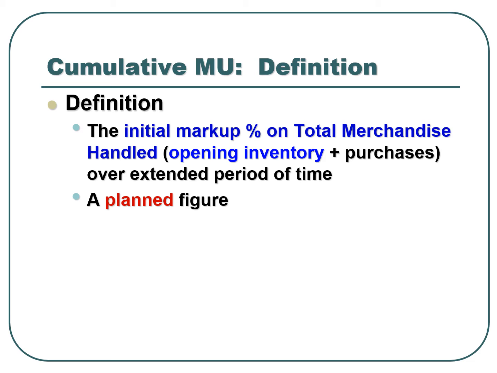Okay, so the definition of the cumulative markup is basically the initial markup percent on total merchandise handled: the opening inventory that we started with, plus all the new merchandise that we purchased newly, which we call purchases, all combined together to constitute the total merchandise handled. And what's the initial markup percent on that? That indicates our cumulative markup. Again, because the initial markup is a planned figure, cumulative markup is naturally another planned figure, because it is nothing but the initial markup of the total merchandise handled.